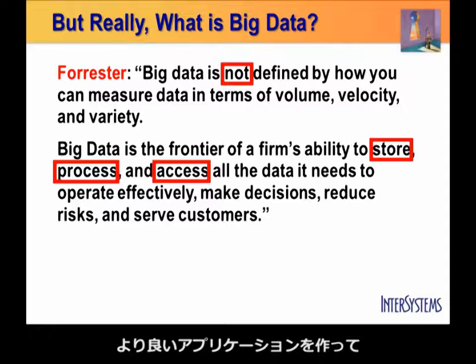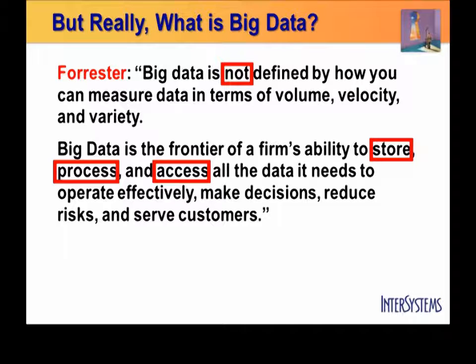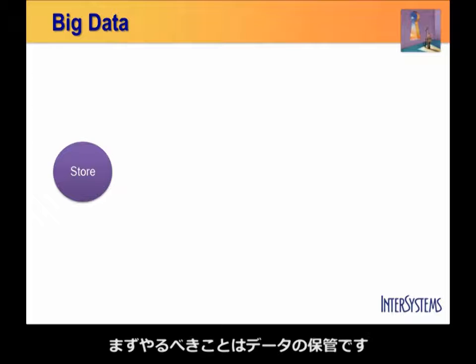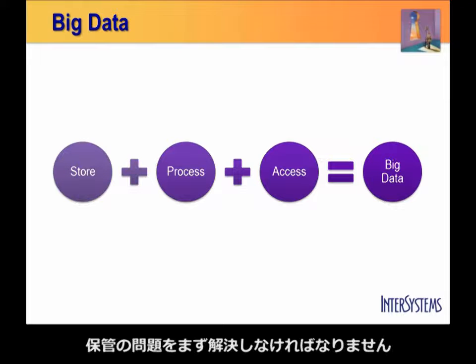What am I going to do with it to earn more money by making a better application? Those sorts of things. So if you look at it from that perspective, it gets to be a little bit more manageable. So the 3 things that Forrester talks about is you need to be able to store the data, right? Definitely need to be able to store it. So you have to solve that problem.